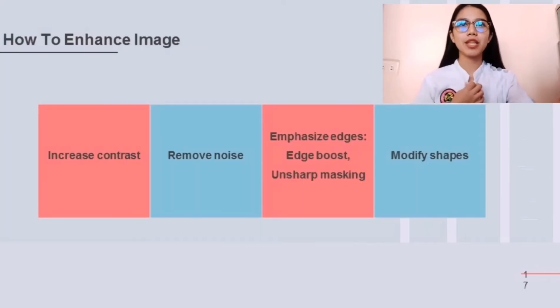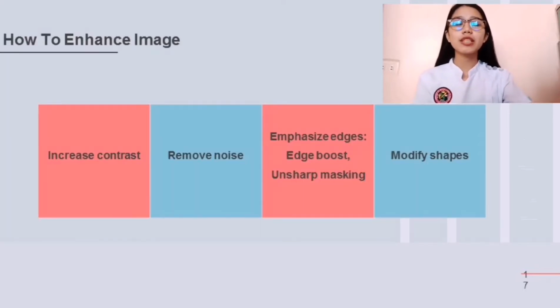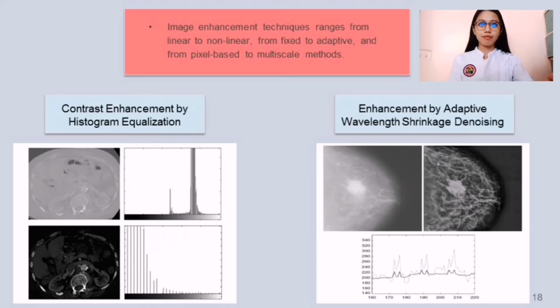How to enhance an image? First, increase the contrast. Second, remove the noise. Third, emphasize edges, either edge boost or unsharp masking. Lastly, modify shapes. Image enhancement techniques range from linear to non-linear, from fixed to adaptive, and from pixel-based to multi-scale methods.